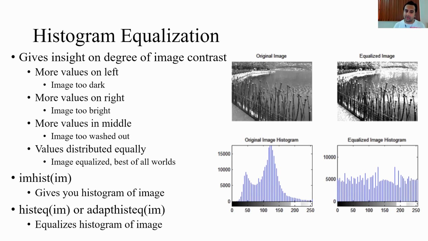If you don't, then you're going to have an image that's either too dark, too bright, too washed out, because you have too many values in the center. Ideally, all the values should be spread out so you can get an equalized image, which is the best of both worlds, so you can see both light and dark things in the image. In MATLAB, if you want to find a histogram of an image, you can use IMHist and give the input of the image, and this will give you the histogram, which will look like this on the left. If you want to do histogram equalization, you can just do histeq or adapthisteq. Both are subtly different in how they work.